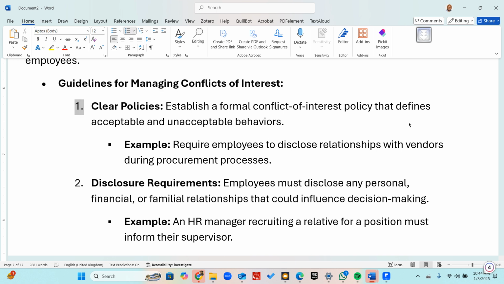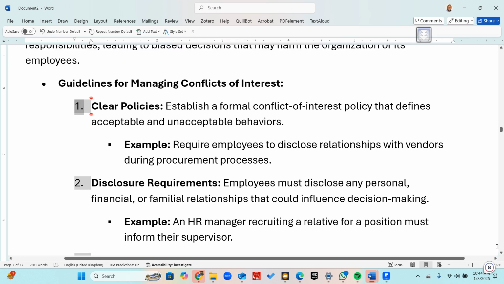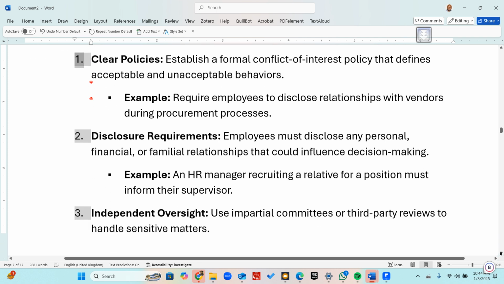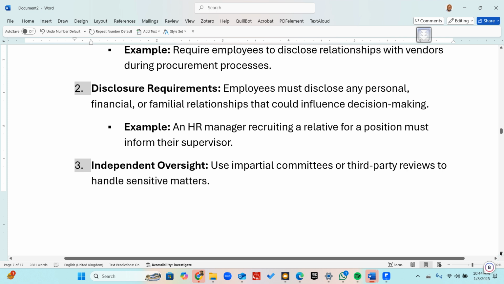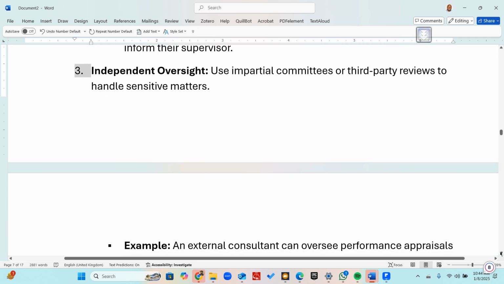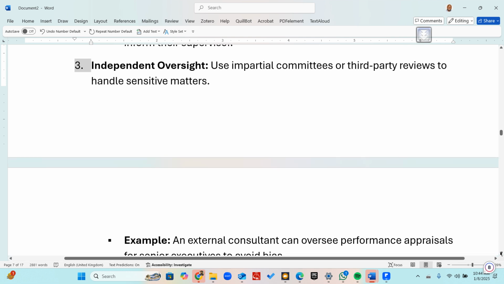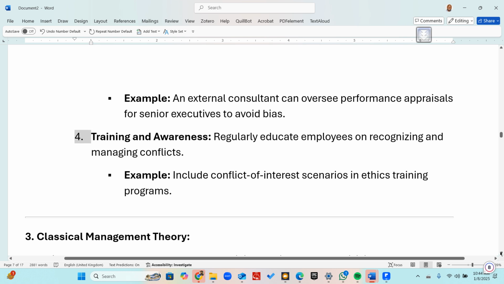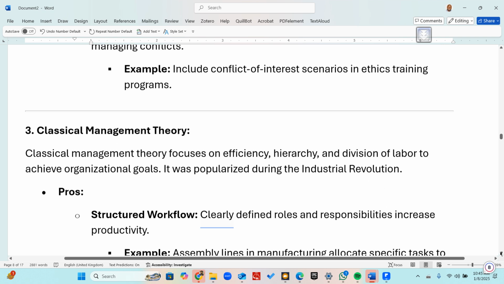Okay, so one, we have clear policies. The policies must be clear and establish what defines acceptable and unacceptable behaviors and conflict of interest. Disclosure requirements: make them disclose any personal, financial, and familial relationship that could influence decision making. Then independent oversight: ensure there's an impartial committee, third parties, consultants, and other people to handle sensitive matters. And then training and awareness: train and regularly educate employees on recognizing and managing conflict of interest.